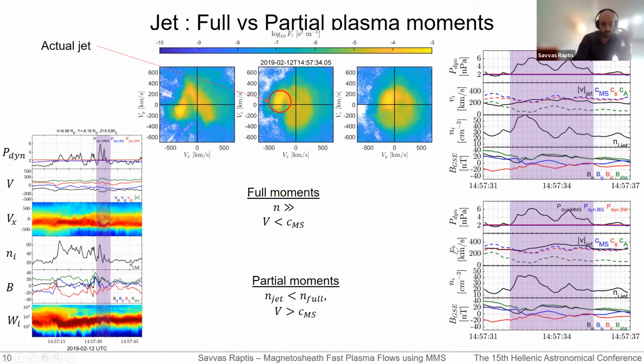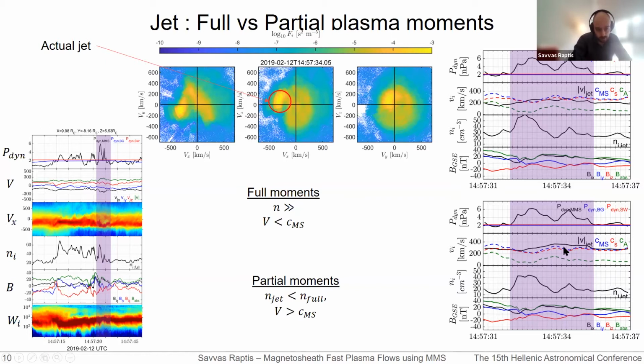What we really need to do to understand what is really happening is to get partial moments based on the distribution functions that characterize only the jet flow and not the full plasma that we measure there. And if we do that, what you see is that, as expected, we get a slightly less dense plasma, but we get a much higher velocity, reaching 360 kilometers per second, which is pretty much the same as the local solar wind values.